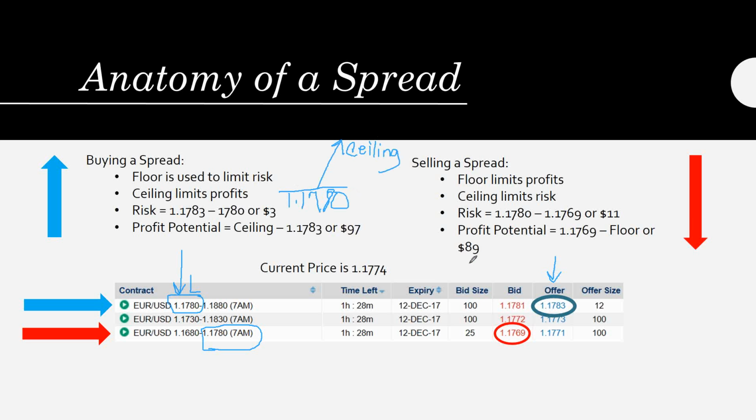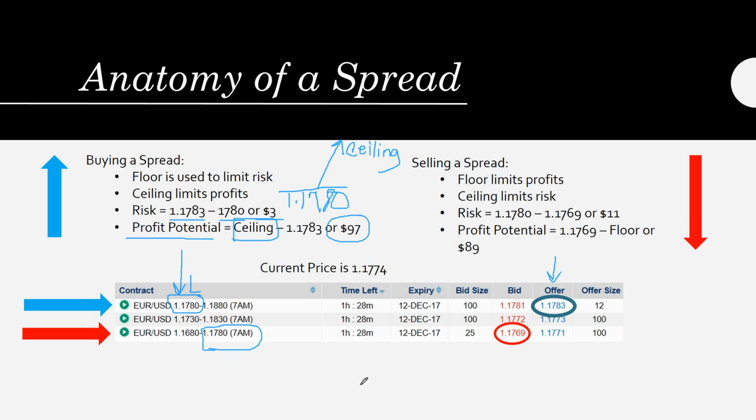Okay? Now, what is your risk if you're doing that? You're paying the offer price, okay? So your risk is the offer price that you entered on minus the floor, or in this case, it's $3. Does everybody see how you calculated that? Now, your profit potential will be the ceiling minus $17.83, which is what you paid on entry, or $97.